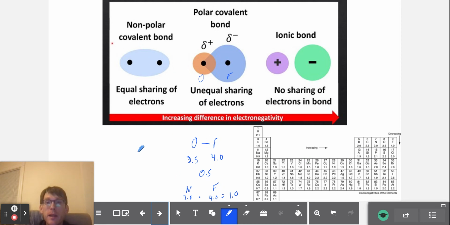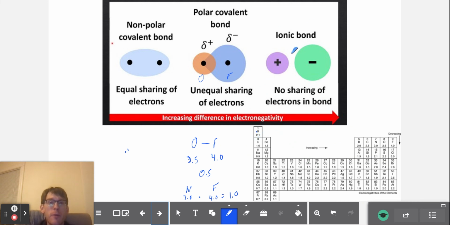In the case of a completely nonpolar covalent bond, that's when there's an electronegativity difference of 0. But I'll even go so far as to say that a carbon to hydrogen bond will be full-on nonpolar, even though the electronegativity difference of 2.5 versus 2.1 is only 0.4. That's something, but it's not enough to really get noticeable polarity.